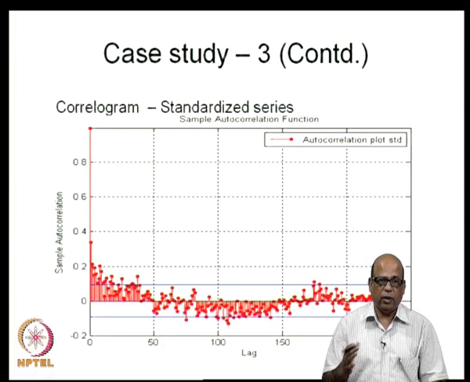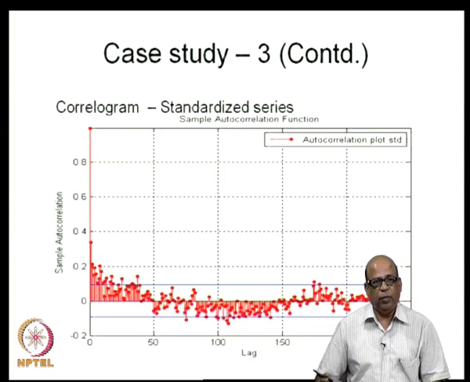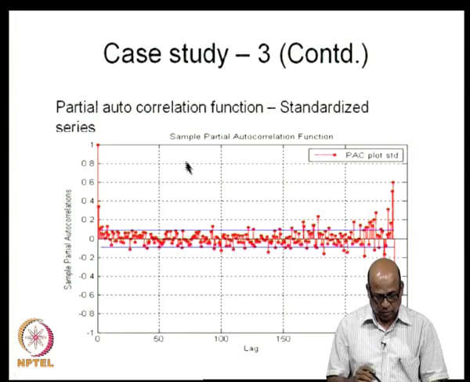So, by standardization you have removed much of the periodicities, but this we can ascertain by plotting the power spectrum. The partial autocorrelation function, again most of the partial autocorrelations become insignificant, and there are certain partial autocorrelations which are significant towards the end of this. However, we are not yet at the stage of model building.